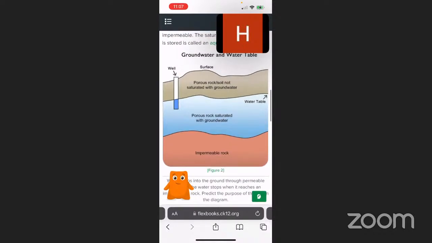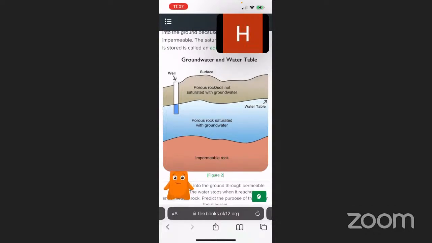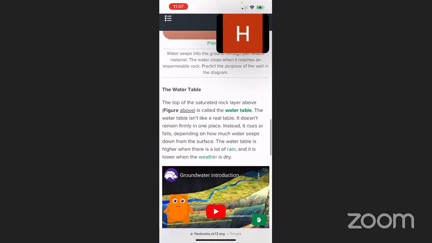So usually they have to dig in to get the water, right? The water is in the inner layer, deep inside the surface of the ground. Okay?